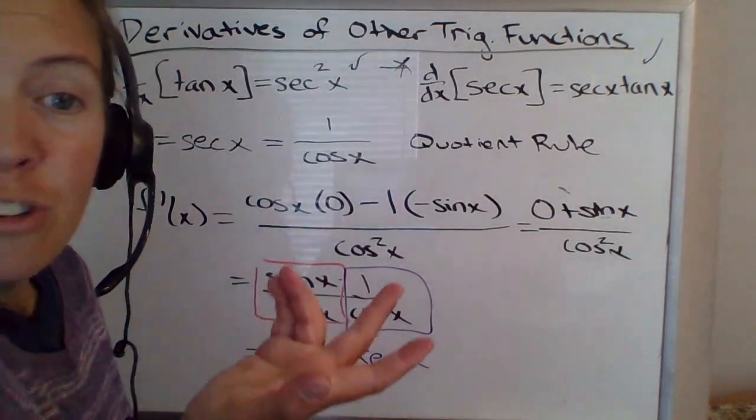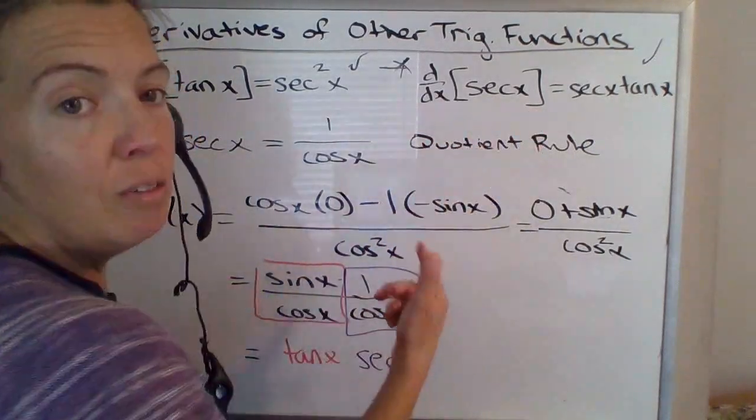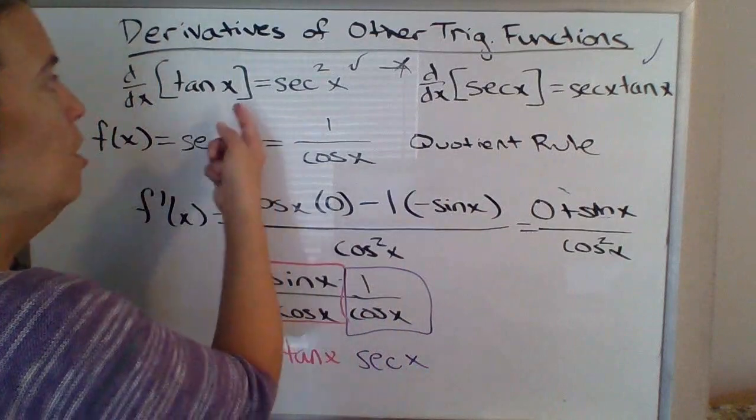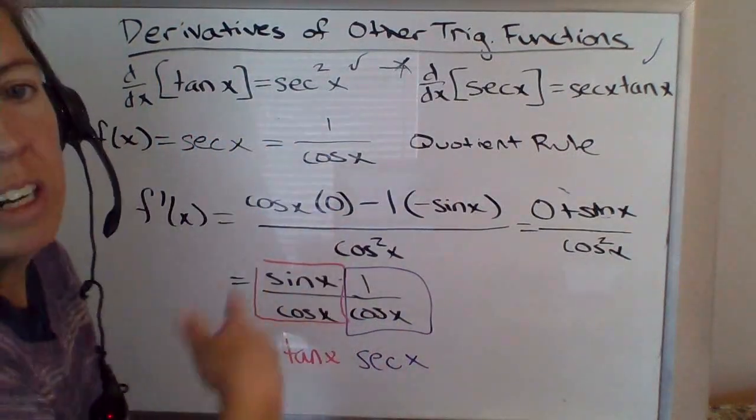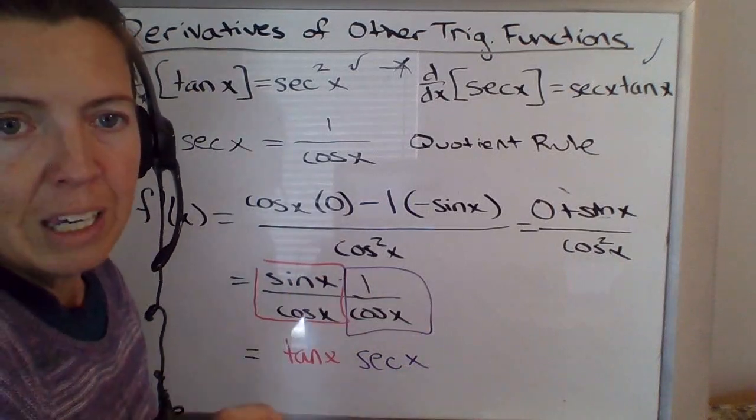All right. And so, yeah, if you want to test out, you could go ahead and work on the derivative for cosecant, which is 1 over sine, using the quotient rule, or cotangent, which is cosine over sine, using the quotient rule. And you can show that the derivatives are what I gave you in the notes there.